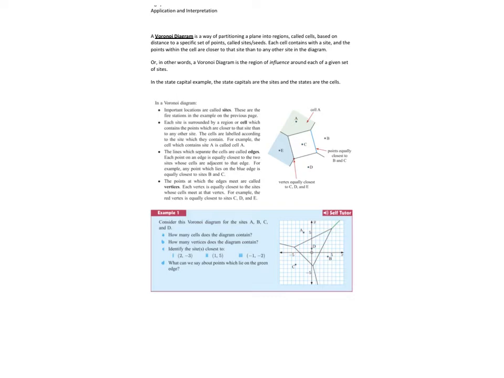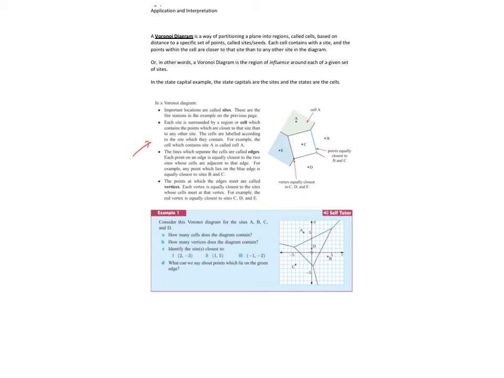So in the United States map, the state capitals are the sites and the states are the cells, right? And we created these new states by redefining their borders so that we had all the points that were closest to a particular state capital. You might want to stop the video and read these couple paragraphs here about the specific terminology that I just discussed, so sites and cells. It also discusses edges and vertices, which I talked about earlier that I'm now going back to.